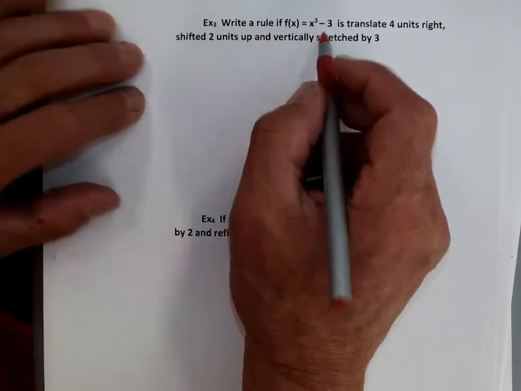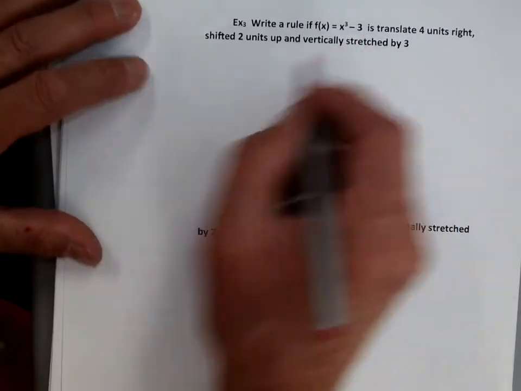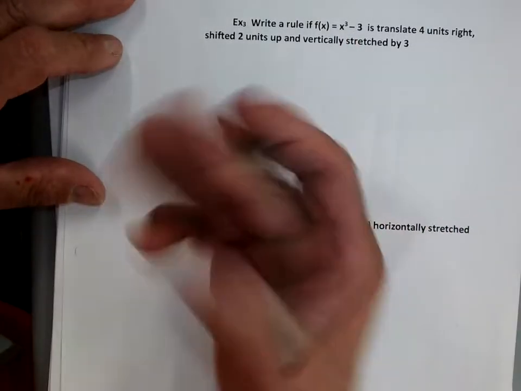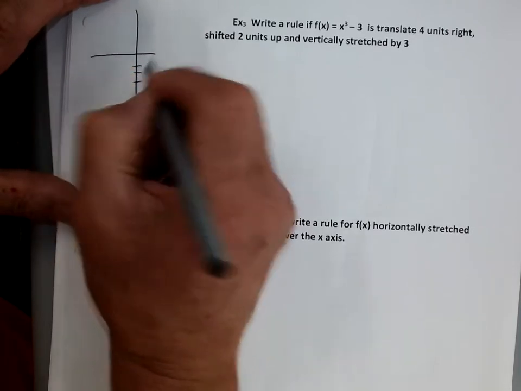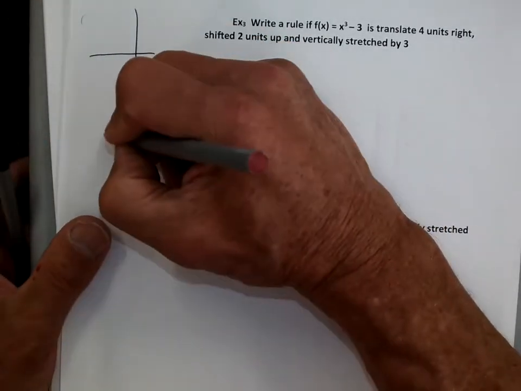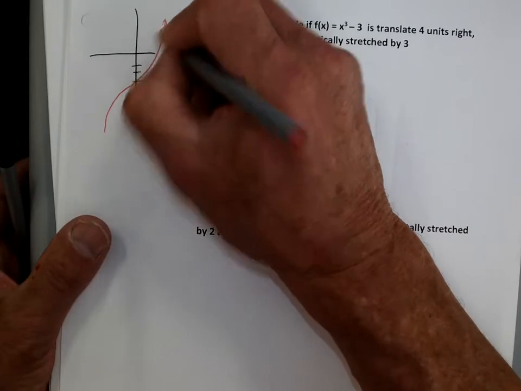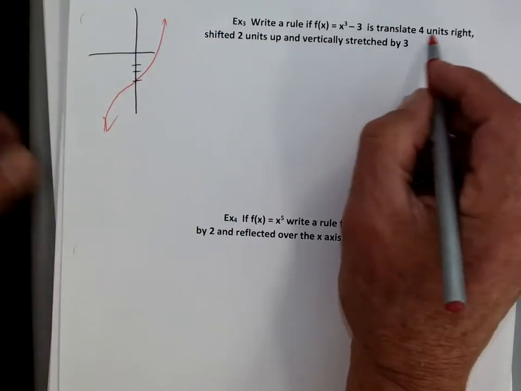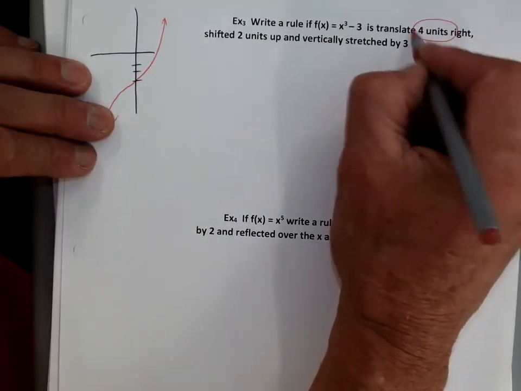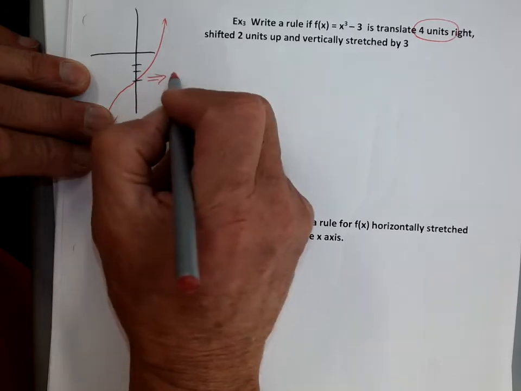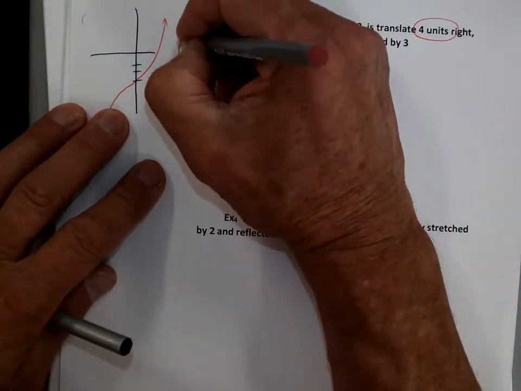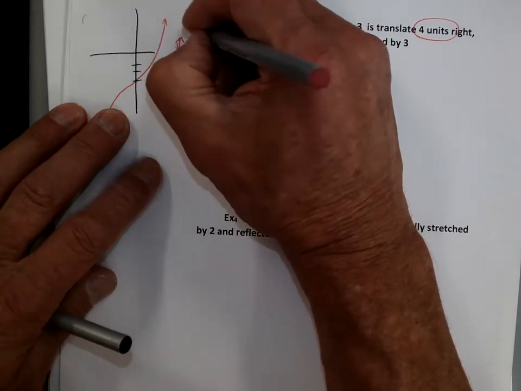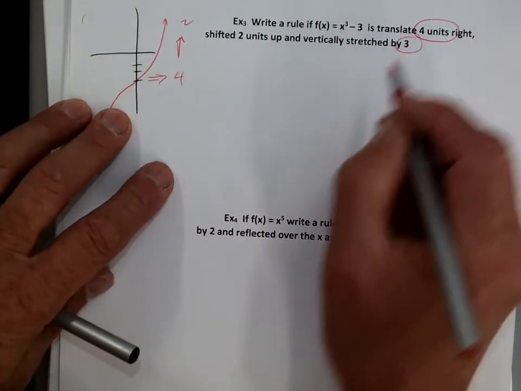So this is my original cubic, and it looks something like this. We don't have to have a perfect picture of it. This is f of x. And what we want to do is translate this one 4 units to the right, so we want to take it that way. And then we're going to shift it up 2. And then we're going to stretch it by 3, so make it 3 times as tall.